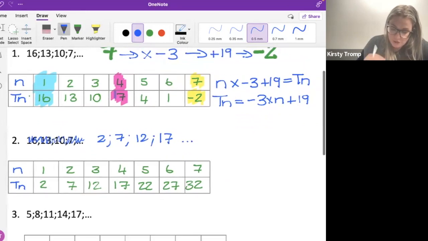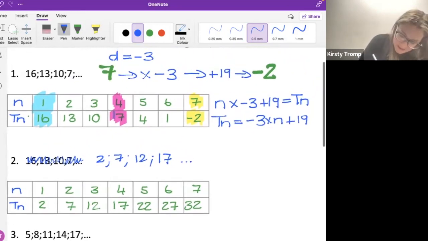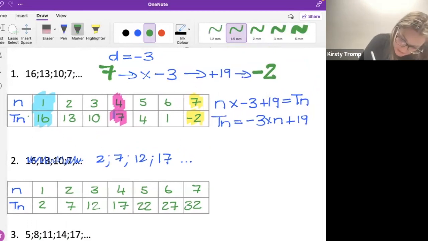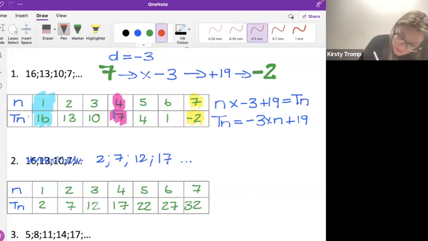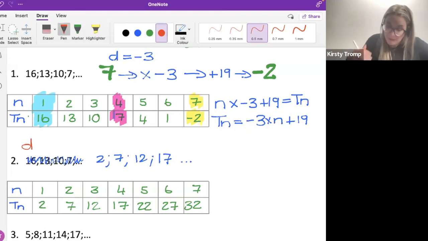Okay, so in my next one, I see that my difference, I'm going to write in red for this next one for you. My difference now for this next one, what am I doing each time? I am adding 5. So 2 plus 5 gives me 7, and 7 plus 5 gives me 12. So my difference is going to be 5.